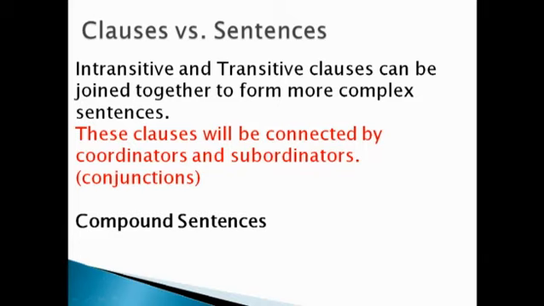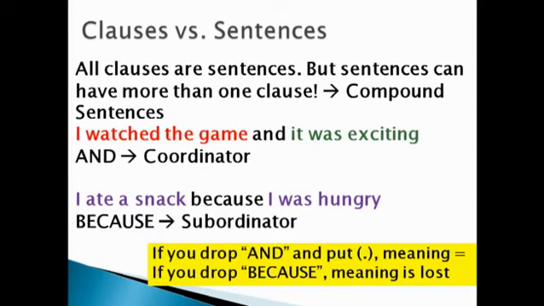Intransitive and transitive clauses can be joined together to form more complex sentences. These clauses will be connected by coordinators and subordinators that we also call conjunctions, and then we'll have compound sentences. All clauses are sentences, so keep this in mind. Our clauses are sentences, but sentences can have more than one clause, and then they are compound.